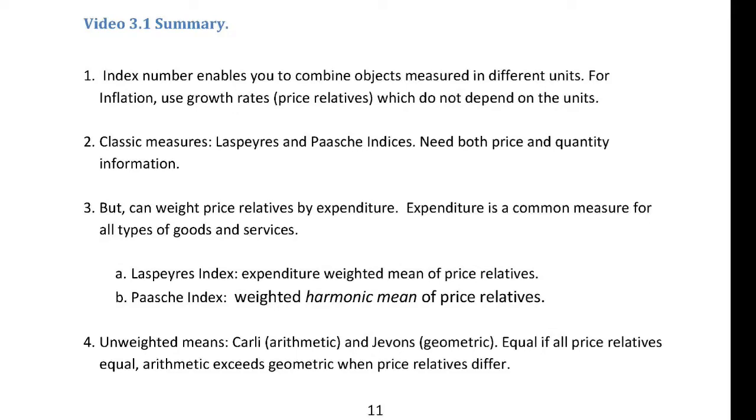The Laspeyres index can then be expressed as an expenditure-weighted mean of price relatives, and the Paasche index as a weighted harmonic mean of price relatives. Now, if you don't have expenditure data, you can use unweighted means, and the two used by the ONS and statistical offices in general are the Carli, or the arithmetic one, and the Jevons, which is a geometric average of these price relatives. These two methods are equal if all price relatives are the same, but in general the arithmetic exceeds the geometric when price relatives differ. And that's really the basis of what's called the formula effect.